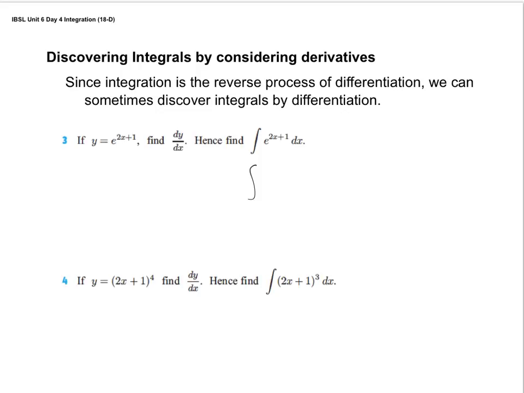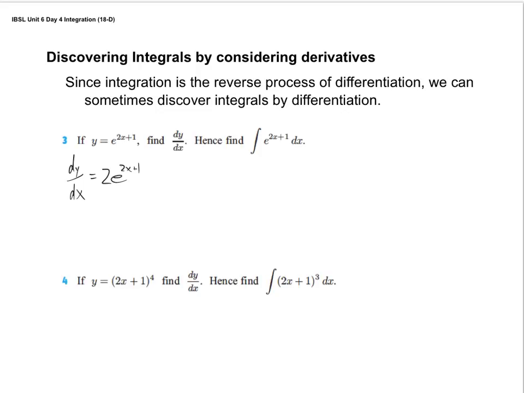And that means find the integral of e to the 2x plus 1 dx. All right, so here, if I were finding dy dx for e to the 2x plus 1, what is our derivative here? It'd be e to the power of 2x plus 1 times 2, or 2e to the power of 2x plus 1.